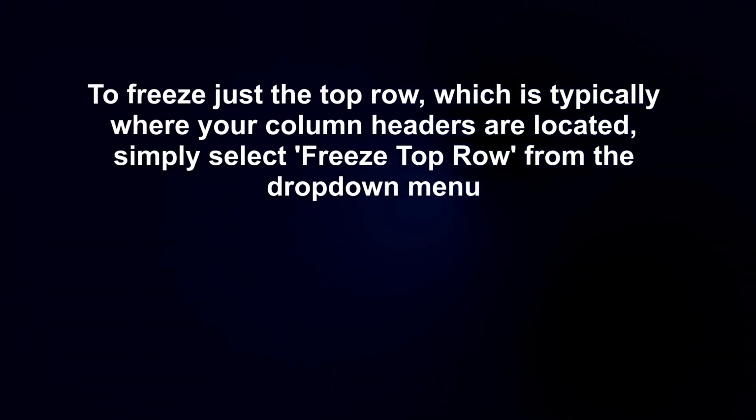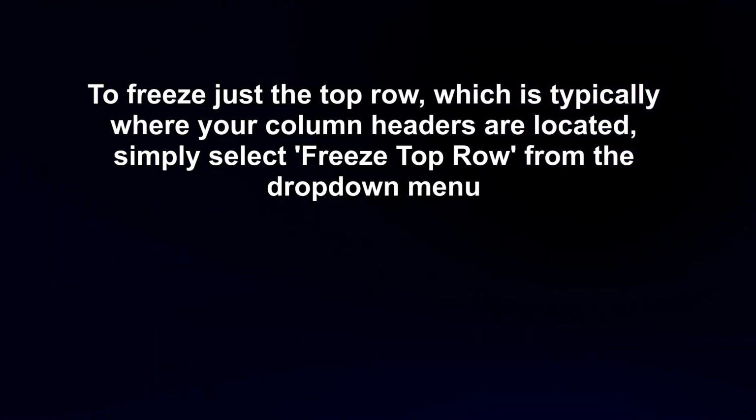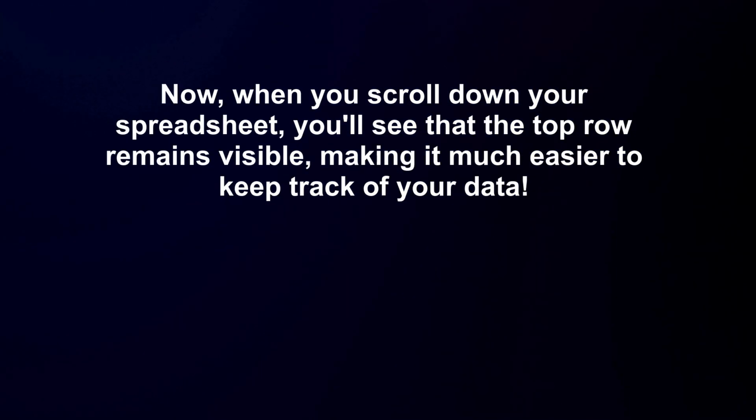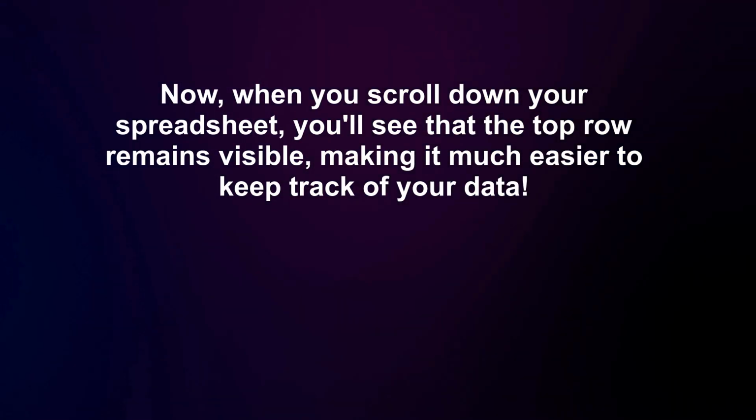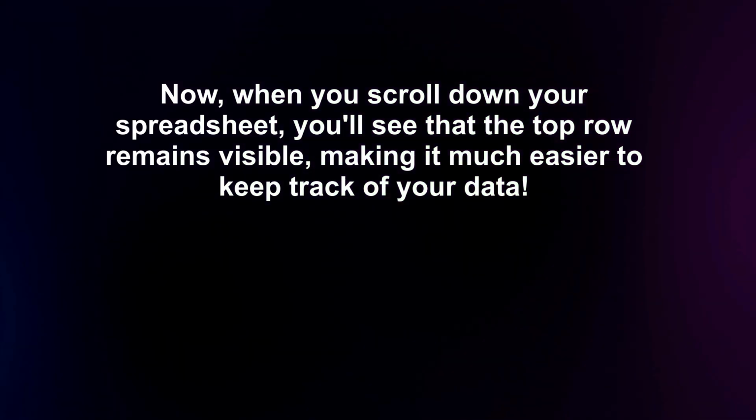To freeze just the top row, which is typically where your column headers are located, simply select Freeze Top Row from the drop-down menu. Now, when you scroll down your spreadsheet, you'll see that the top row remains visible, making it much easier to keep track of your data.